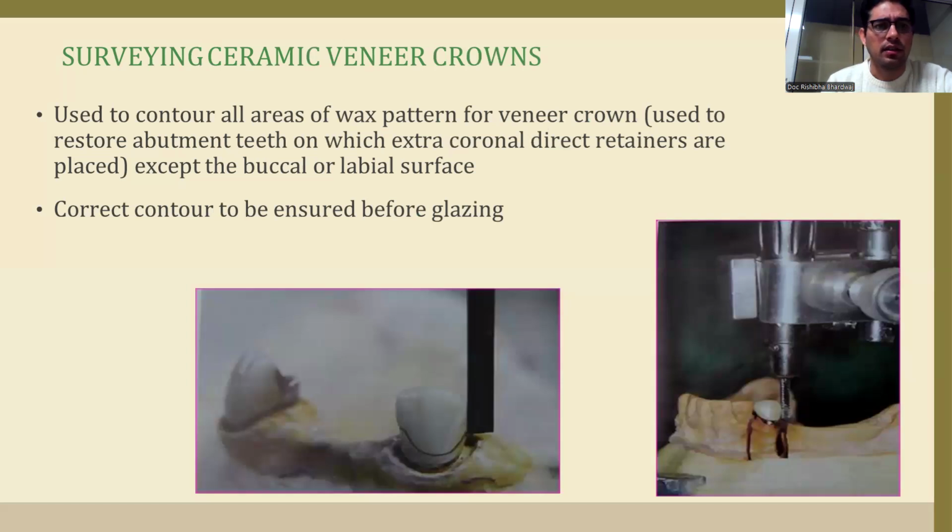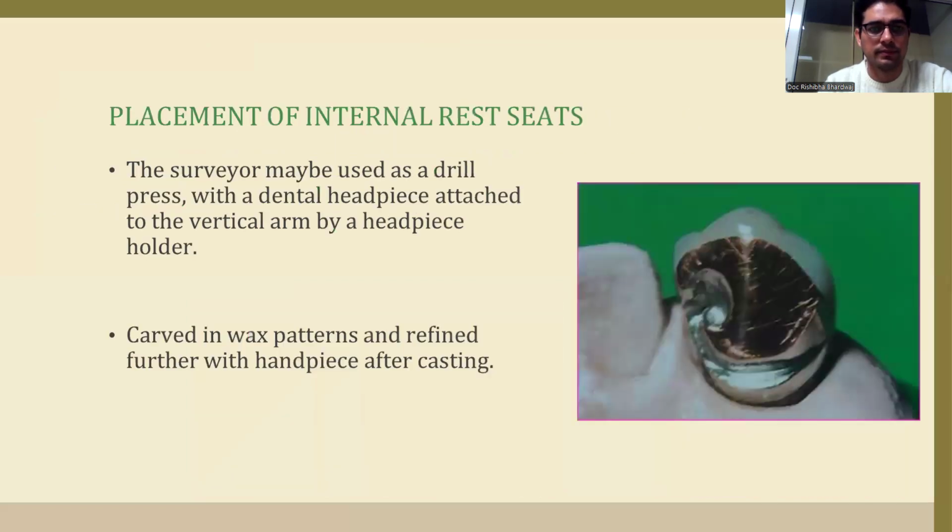Next is surveying ceramic veneer crowns, used to contour all the areas of the wax patterns for the veneer crowns, used to restore abutment teeth on which the extracoronal direct retainers are placed, except the buccal or the labial surfaces. The correct contour is to be ensured before glazing. You can see in this diagram, ceramic veneer crowns are analyzed and corrected before glazing.